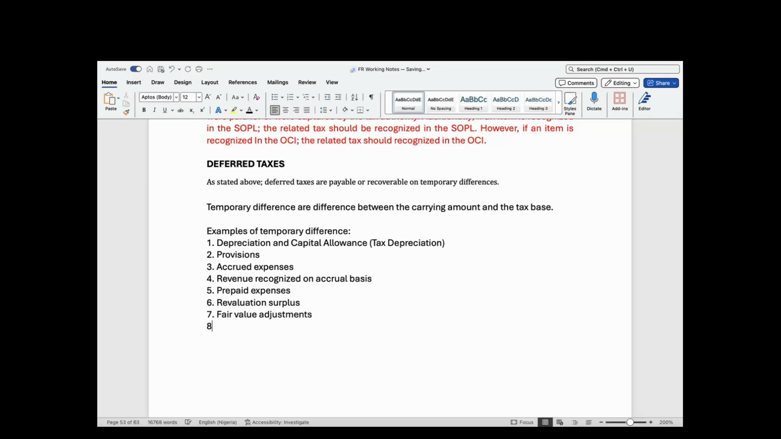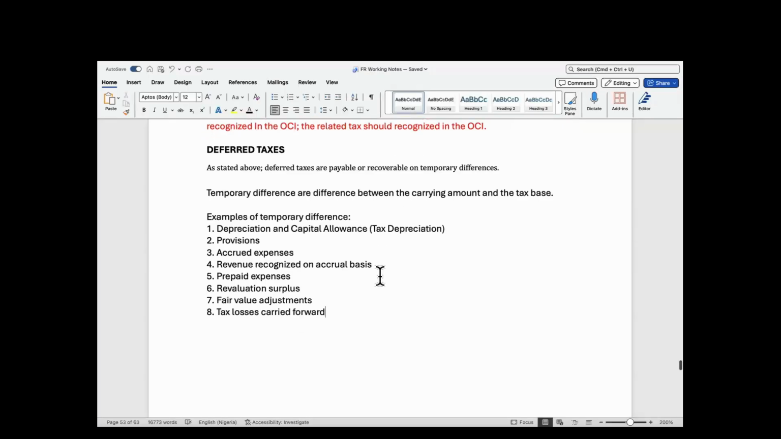Finally, there are tax losses carried forward. This would also result in temporary differences for you, because when you have a tax loss, or when you have a loss for the year, you will not pay tax for this year, and you might not even pay tax in the future. So it would result in some differences as well.